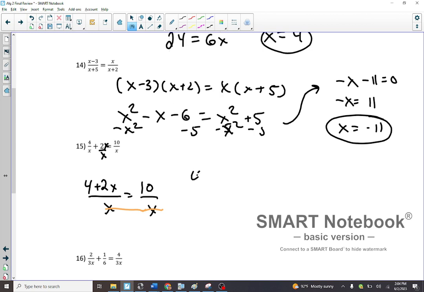Which now is just going to be 4 plus 2x equals 10. Subtract 4 on both sides, 2x equals 6. Divided by 2 on both sides, x equals 3.